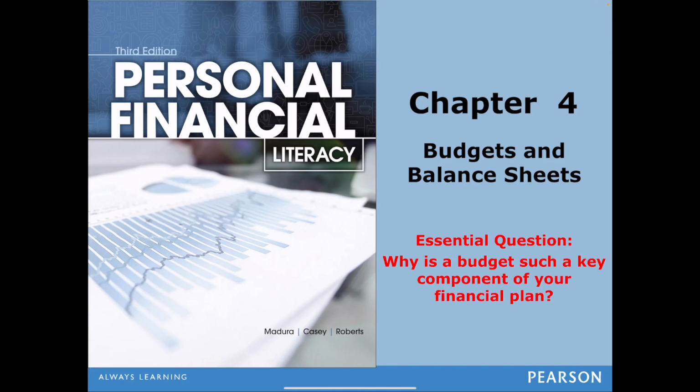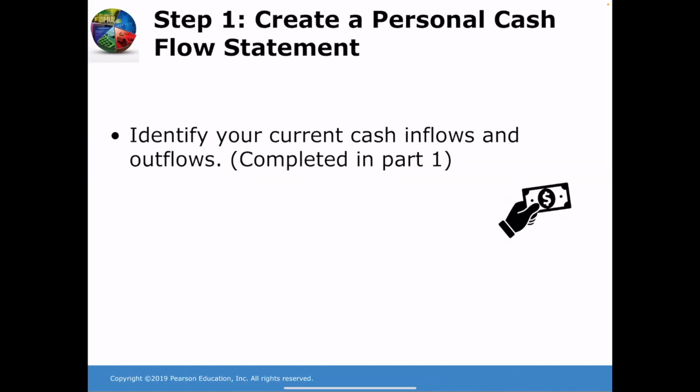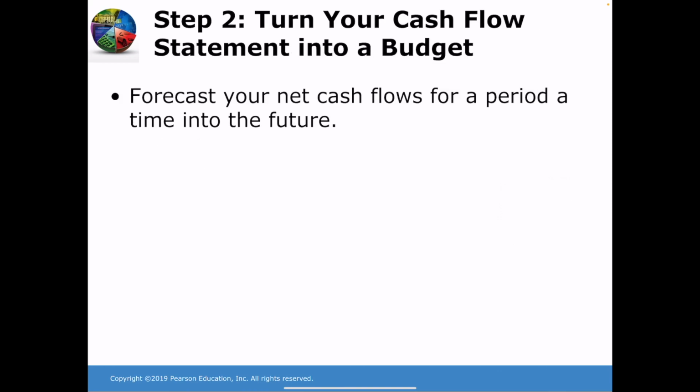We will continue on with part 2 of chapter 4. If you remember, in our first part, we talked about creating a personal cash flow statement. And this is where we identified your current cash inflows and outflows. Once we got a handle on where your money is going and where your money is coming from, it's time to go on to step 2.